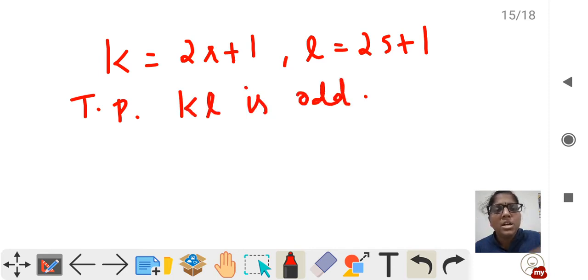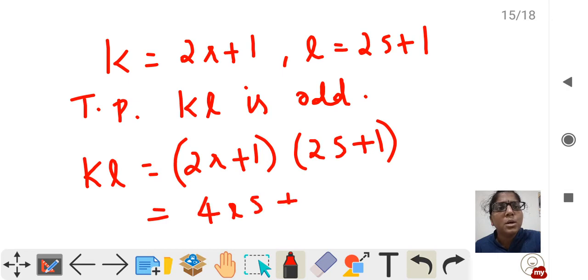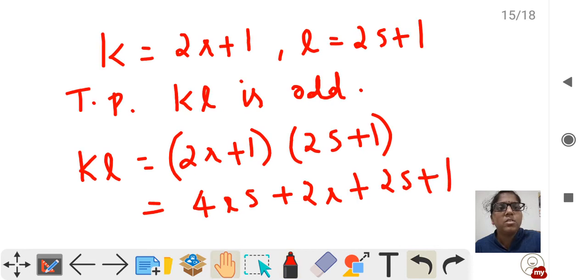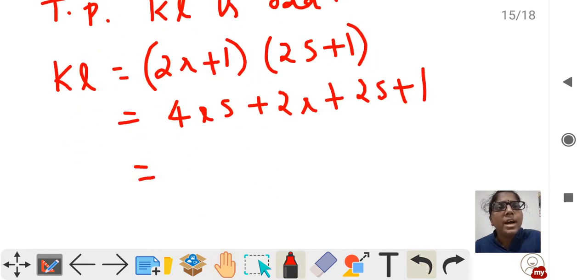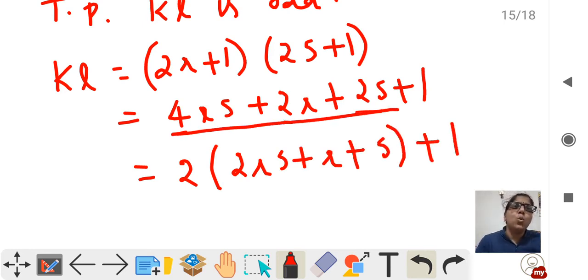Previously we have done addition, right? So what is kl? It is 2r plus 1 into 2s plus 1. So it will become 4 times rs plus 2 times r plus 2 times s plus 1. Okay, so what we have here is 4, 2 and 2. So you can take 2 common. So it is 2 times of 2rs plus r plus s, plus 1. So in these three terms we have taken 2 common.